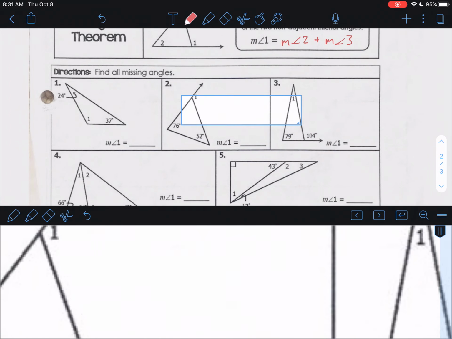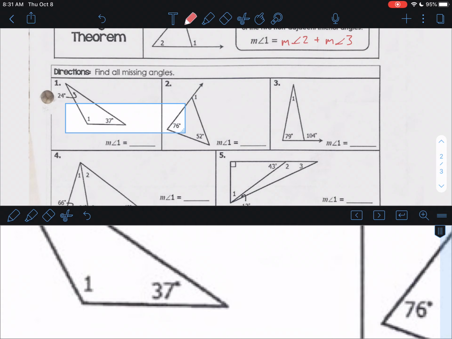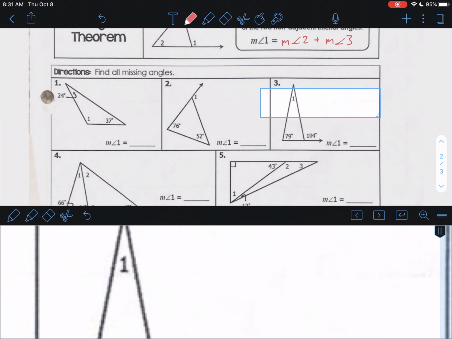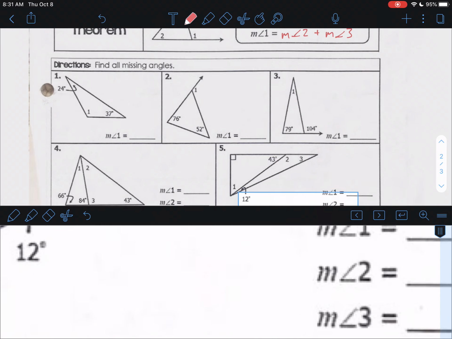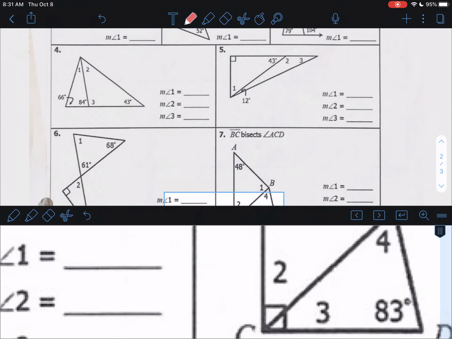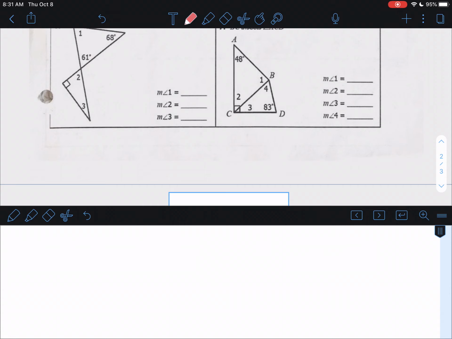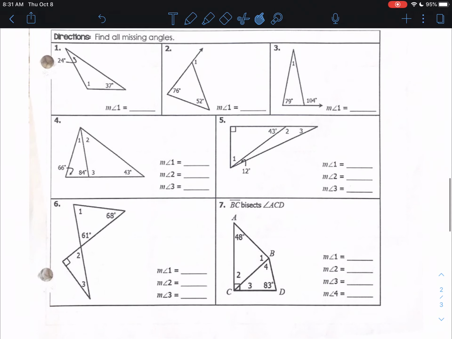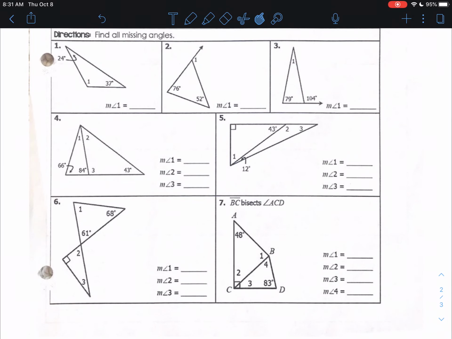I kind of wish they didn't use numbers to label the angles here, because that makes it look like a degree measure. But in all these problems, any single digit number just means an angle label.